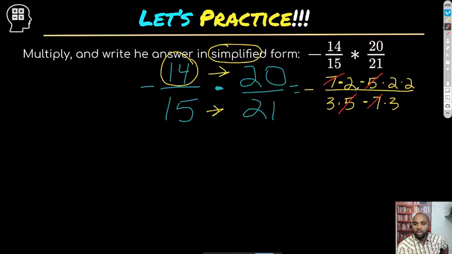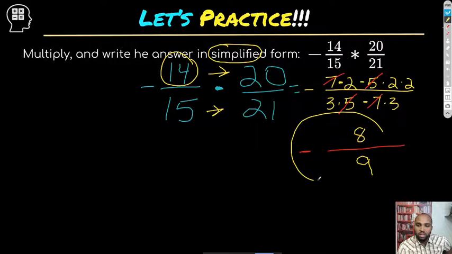So what do I have left? I end up with a negative, 2 times 2 times 2, which is 8, because 2 times 2 is 4, 4 times 2 is 8, and 3 times 3 on the bottom. Let me double check this. Is this simplified? Does 8 and 9 share any common factors? That's 4 times 2 and 3 and 3. No, they don't have any other factors in common. So this is indeed the simplified form, the most reduced.